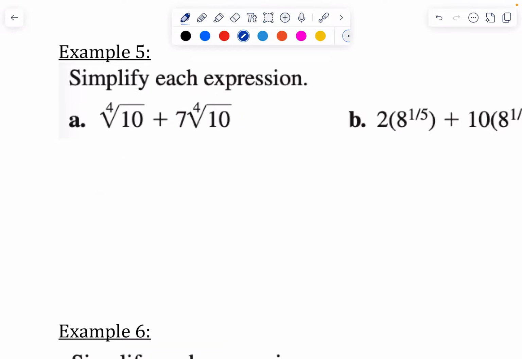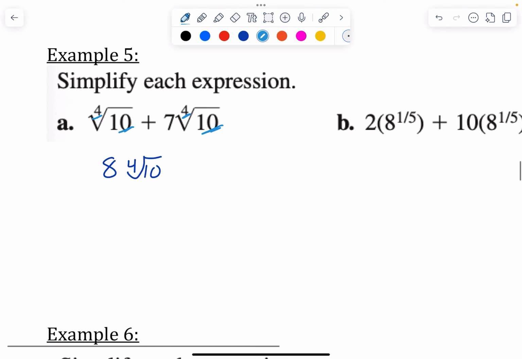What's the simplest way to combine this? If I have 7 here and I have 1 here, I have 8 4th roots of 10, okay? So you can think of it as combining like terms. In order to combine them, they have to have the same root and the same radicand, the same value under the radical, okay? If they don't, you can't combine them.